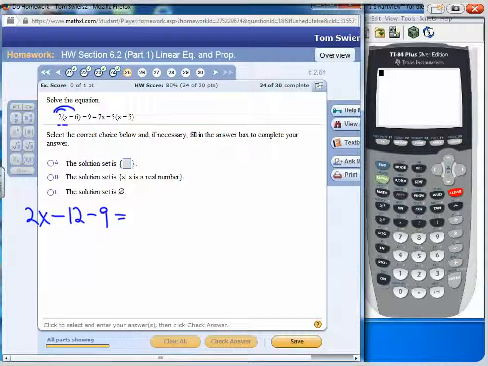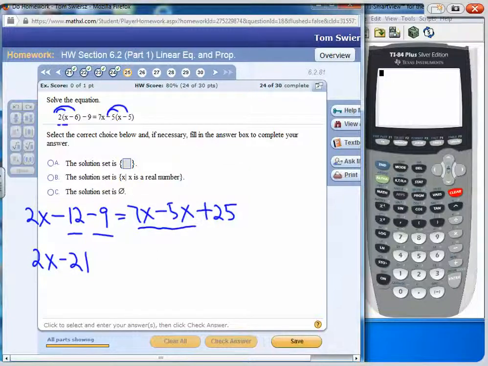On the right side, we're going to distribute the negative 5, right? Negative 5 times a positive x will be a negative 5x. Negative 5 times negative 5 will actually be a positive 25, right? Correct? Now on the left side, negative 12 minus 9, 2 negatives, add them together, and you get a negative 21. Just add them. Use your calculator if you need to. On the right side, 7x minus 5x is 2x plus 25.